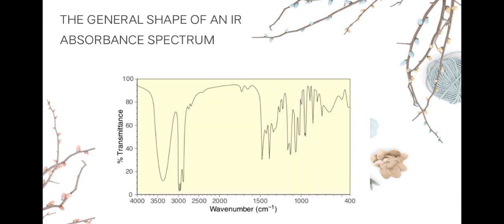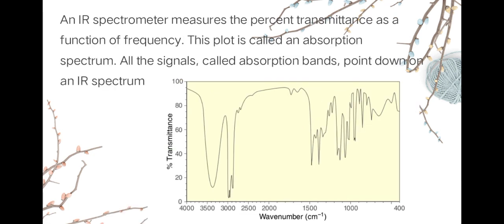The general shape of an IR absorbance spectrum. For example, picture this. IR spectroscopy measures the percent transmittance as a function of frequency. This plot is called an absorption spectrum. So all of these signals are called absorption bands. A point down on the IR spectrum.